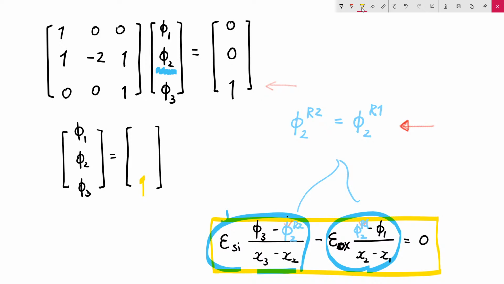And from the first row, we can also find that phi 1 equals 0. Now, since phi 1 and phi 3 are given, let's evaluate our second row. Phi 1 does not contribute, so we will have 2 minus 2 times phi 2 plus 1 times phi 3, which becomes 1, equal to 0. So from this one, we can immediately find that phi 2 equals a half. So now we find this form.